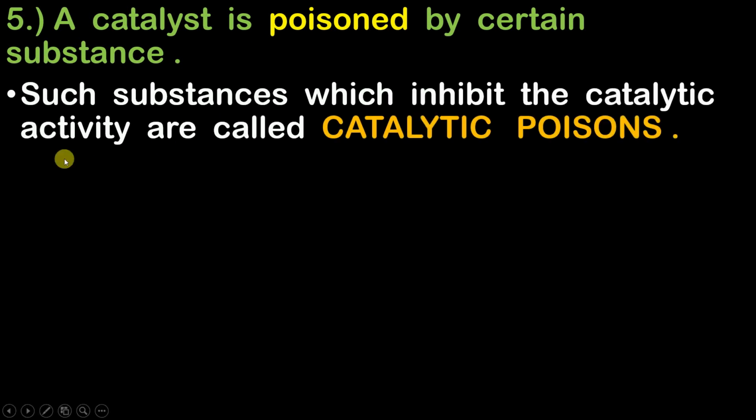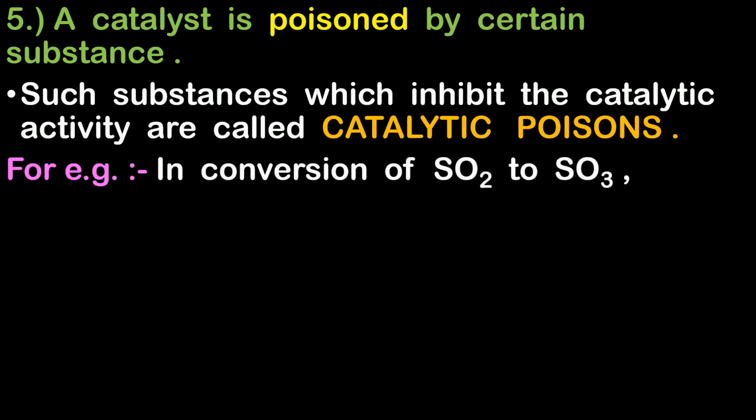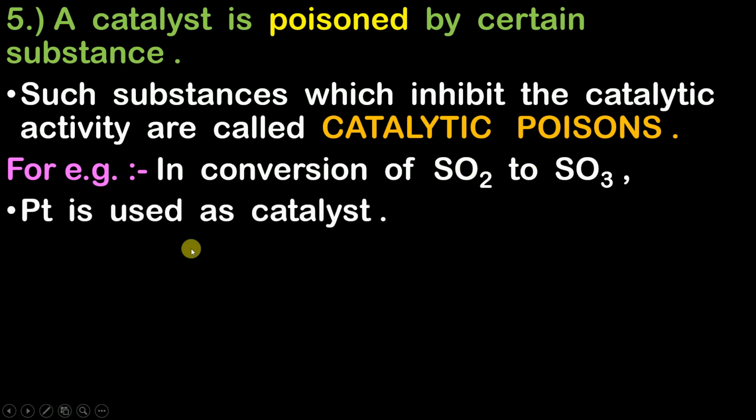Before that, such substances which inhibit the catalytic activity are called catalytic poisons. Those substances in the reaction which make the catalyst inactive are called your catalytic poisons. Clear with this? You'll understand this better with the help of an example over here. Now, in the conversion of SO2 to SO3, platinum is used as a catalyst.